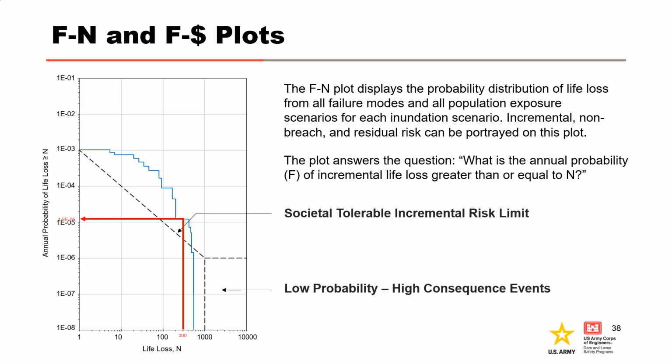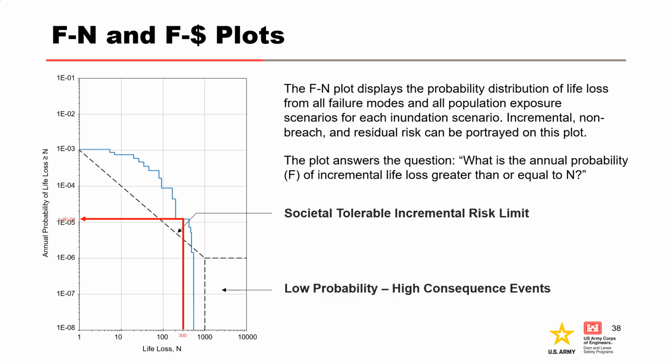You can think of this plot as a frequency curve for consequences. The big FN plot is essentially a complementary cumulative distribution function. The only difference is it shows the probability of being greater than or equal to a given life loss. This plot answers the question, what is the annual probability F of incremental life loss greater than or equal to N?